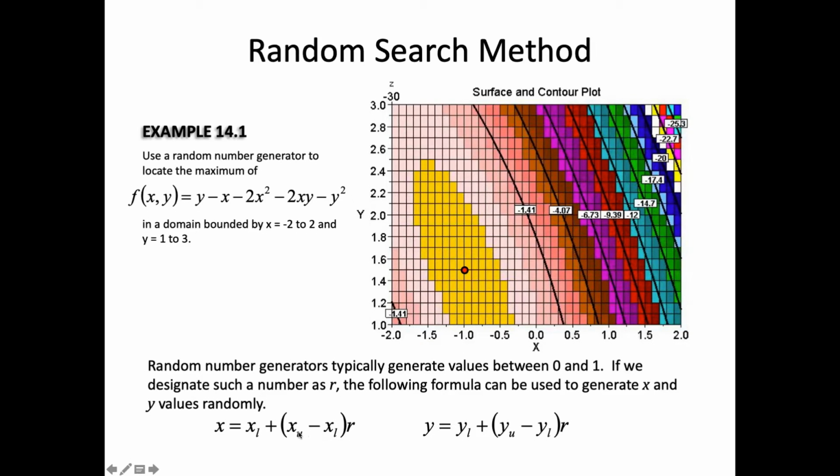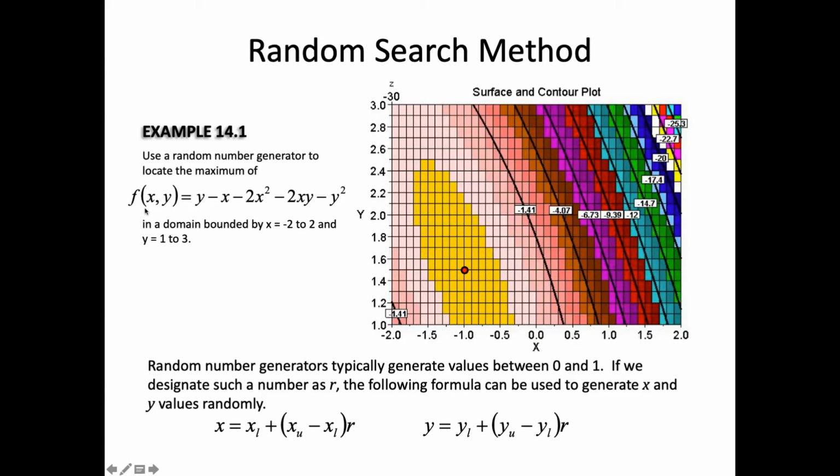You then multiply the variable r to the domain boundaries along x and along y, and then add the results to the lower boundaries of x and y. You then plug in these new coordinate values, x and y, in the function, and then evaluate whether these new coordinates give you a higher or lower value of the function.